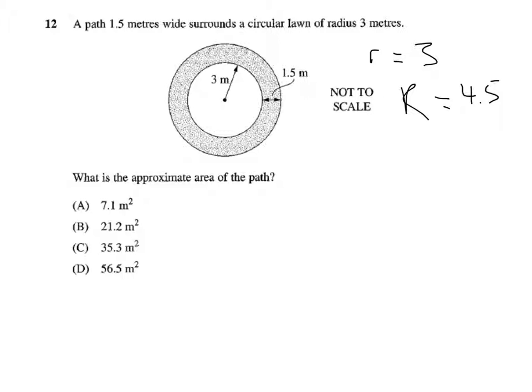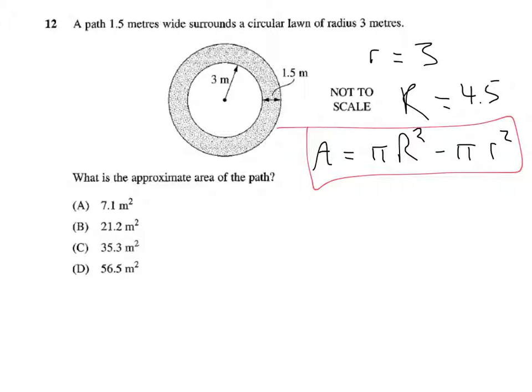Okay, so most of us remember the area equation for annuluses as area equals pi r squared, the area of the large circle, minus the area of the small circle. So guys, you wouldn't be writing all this stuff down in your test, however you would be typing this into your calculator: pi times 4.5 squared minus pi times 3 squared.